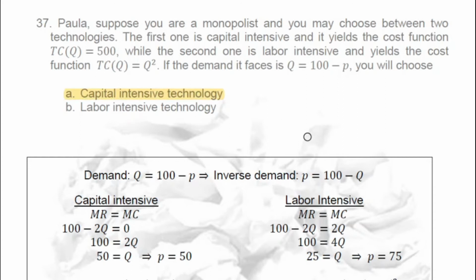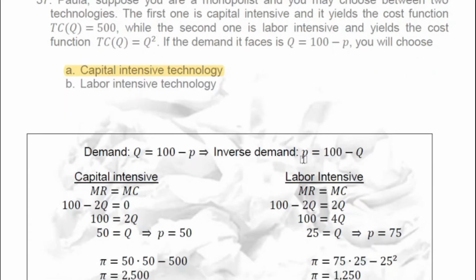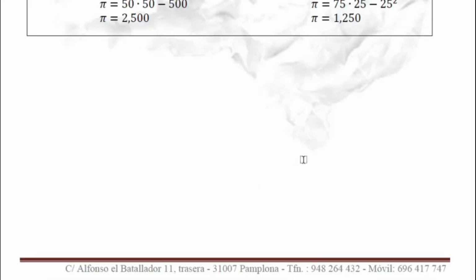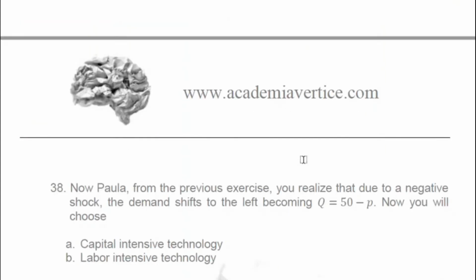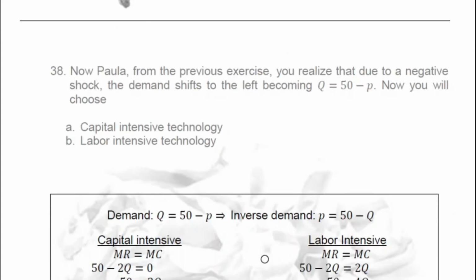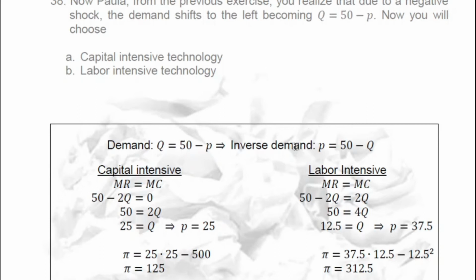Okay, if you find this type of exercises that you think are new, that we usually don't have, just read them again and just do them. They are easy. Now, Paula, from the previous exercise, you realize that due to a negative shock, the demand shifts to the left, becoming 50 minus P. You will choose which one? It's the same exercise. I just did it, so you do exactly the same.